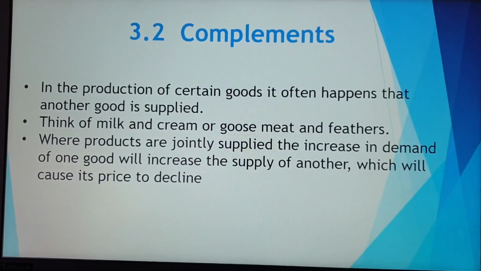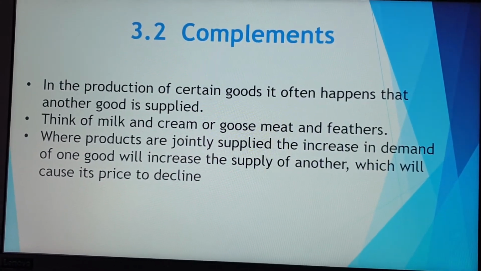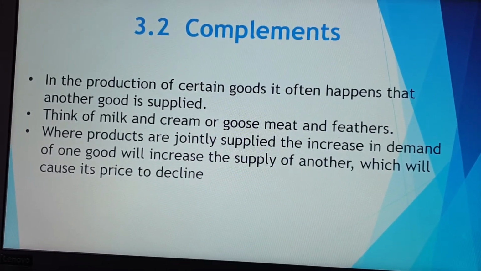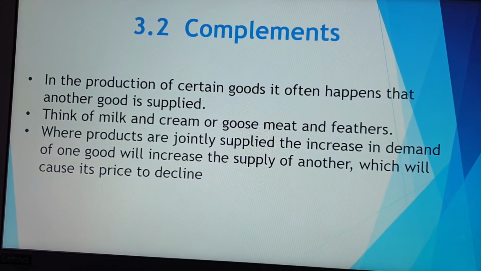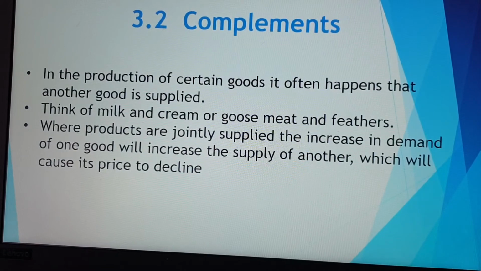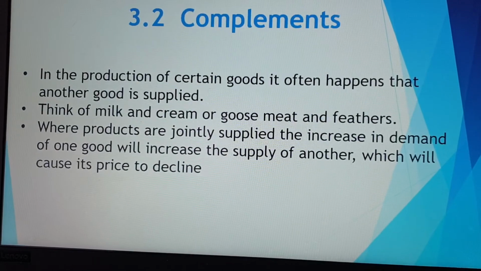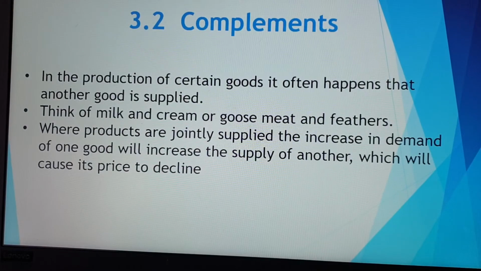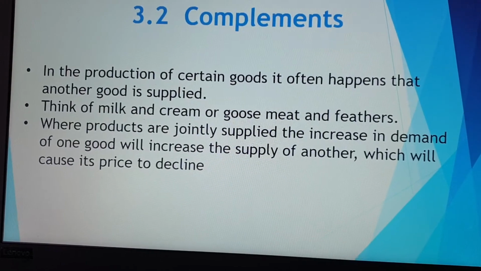Right, then complements on the other hand. In the production of certain goods, it often happens that another good is supplied. Think of milk and cream, or goose meat and feathers. So if we are producing milk, and we can actually turn milk into cream as well, depending on what the demand is. Or if goose meat is in demand, automatically we are going to have goose feathers as well. Right, so we can sell the feathers then at a lower price if they are not in demand, just to get rid of them at least. So then the producer will still make money from the feathers or from the cream in that instance.